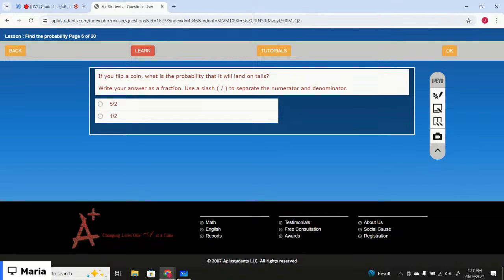If you flip a coin, what is the probability that it will land on tails? Yes, that is 1 over 2. Option number 2 is the correct option.